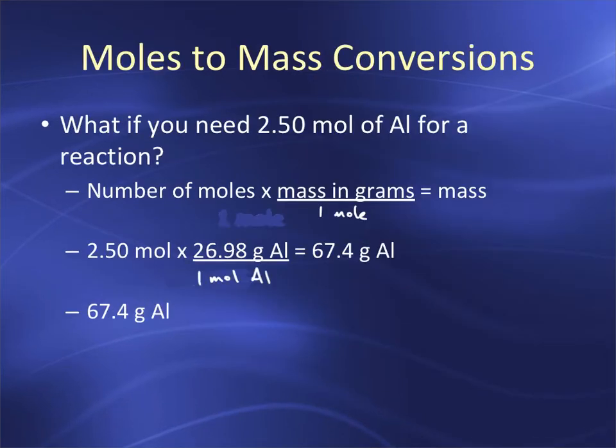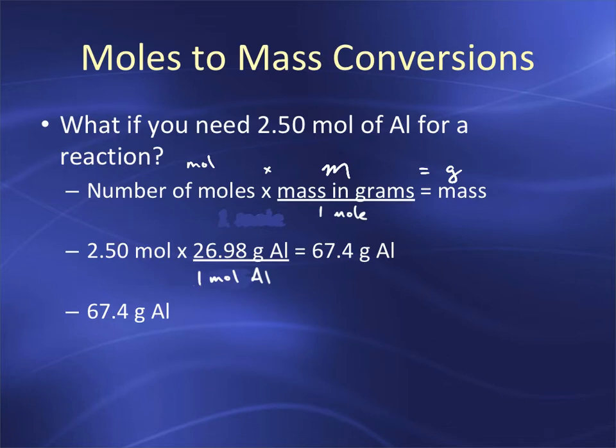So what if you need, say, 2.5 moles of something for a reaction? In this case, we're using 2.5 moles of aluminum for a reaction. Well, mathematically, the number of moles times the mass in grams per mole, so this is molar mass, is equal to the mass in grams. So moles times molar mass equals grams.